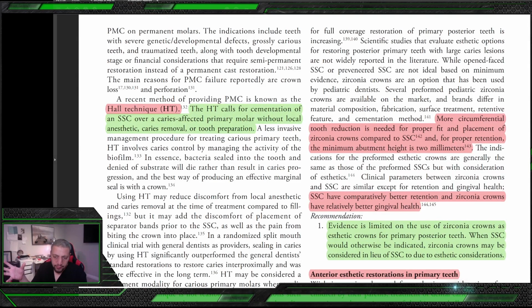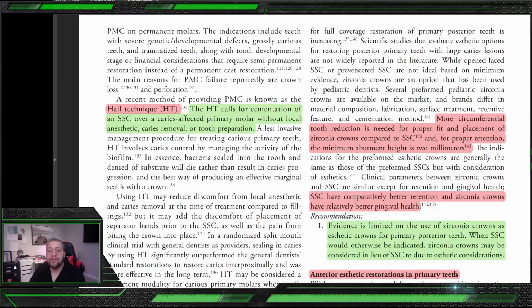So now there is the zirconia crown that can be used instead of the SSC crown. But for the zirconia crown, more circumferential tooth reduction is needed for proper fitting and placement compared to the SSC crown. And for proper retention, the minimum abutment height is to be 2 millimeters. In the SSC crown, you're just reducing 1 to 1.5 millimeters. For the zirconia crown, this is not the case, because zirconia is brittle, so it should have a minimum of 2 millimeters thickness. So it's more reduction circumferential and more reduction in the occlusal surface.